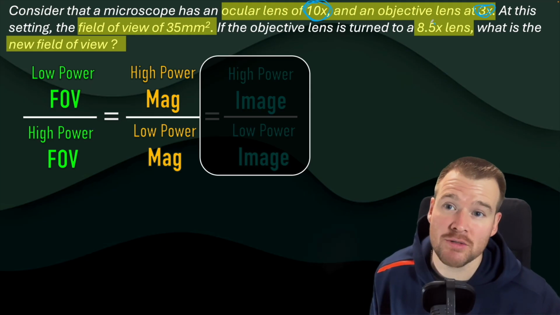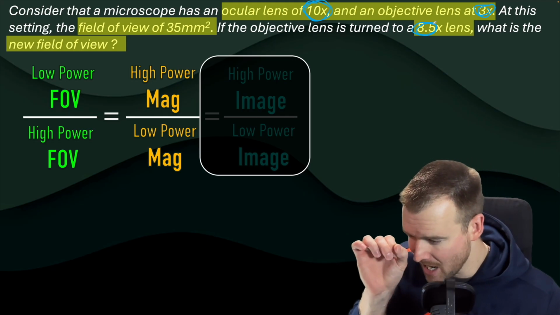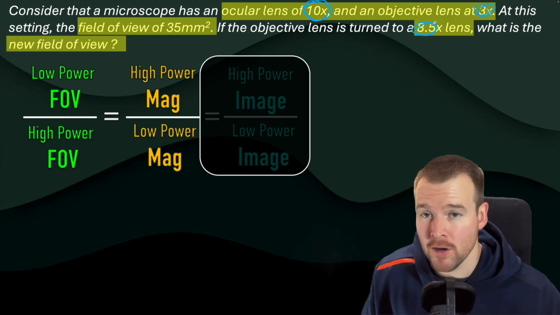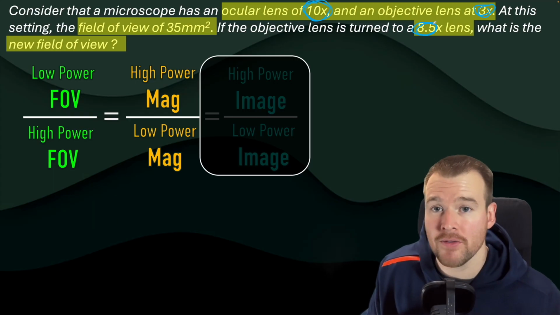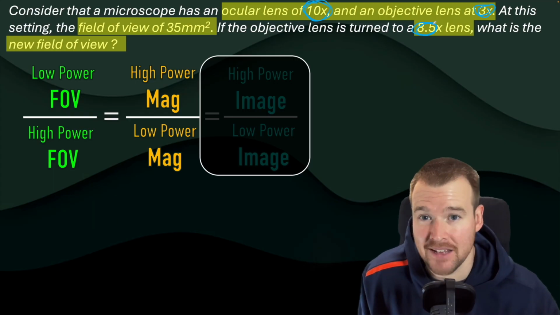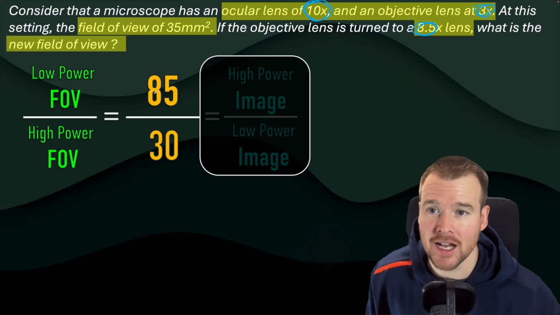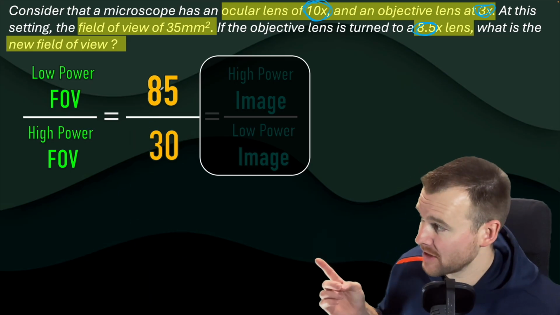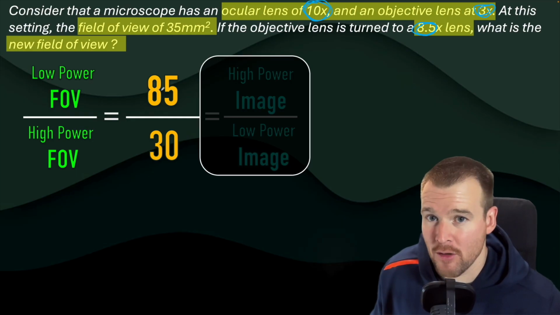Then when I switch the objective lens to 8.5, well, I didn't change the ocular lens. I'm still looking through 10 times. Now that's going through 8.5. So now just 10 times 8.5, the new magnification will be 85. So let's throw that fraction in there. 85 is the high power magnification. 30 times is the low power magnification.